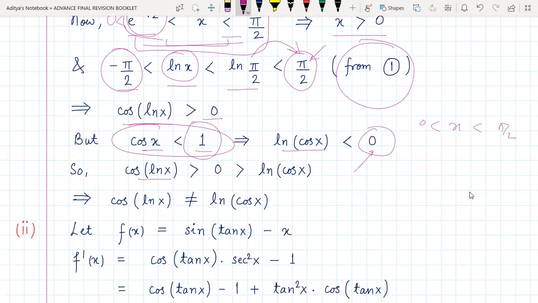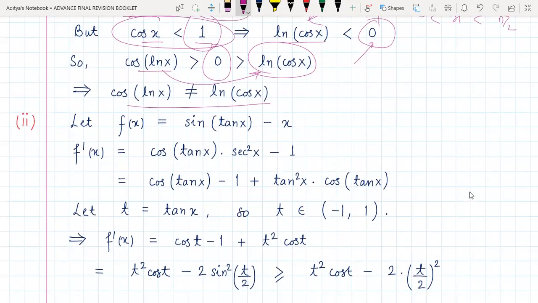So cosine ln x, we have shown that it is greater than 0, but 0 is greater than ln cos x. So clearly this thing is greater than this, so they can never be equal in the given interval. So no solution, no real root.